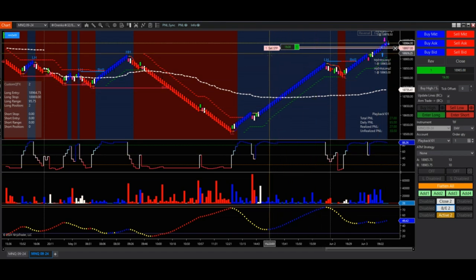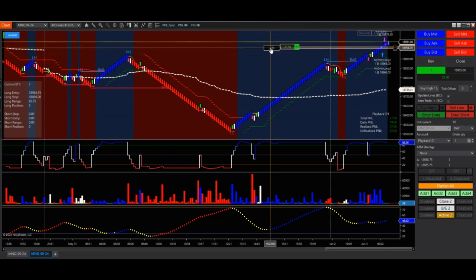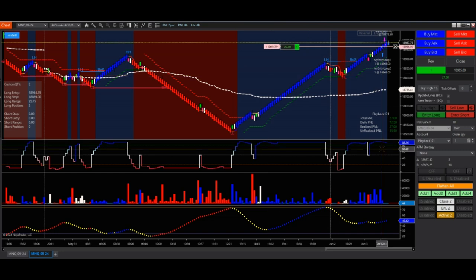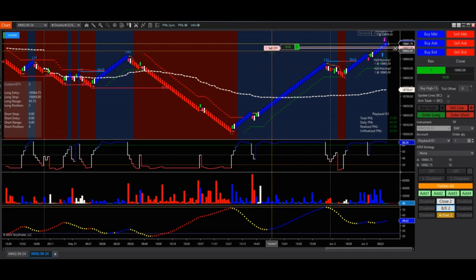Did it move to break even? Yeah, it did move to break even. No, actually no. I'm not sure why it didn't. So see how it moved back to break even minus 1. So I'm going to move it back to above break even.